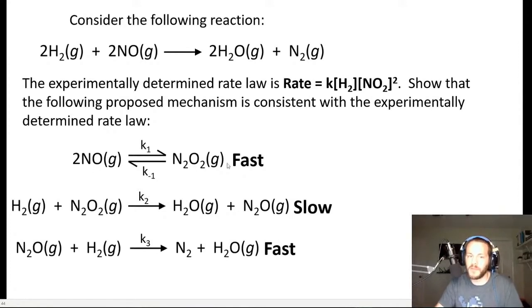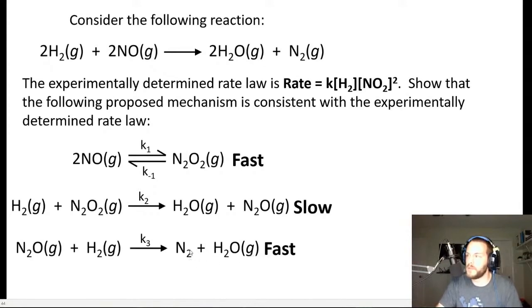Okay, so the first step is, like I said, NO becoming N2O2, but again, the products build up to the point where they're in equilibrium, right? Forward and reverse reactions happening at the same time. The rates of those reactions are the same. In the second step, you have H2 reacting with N2O2 to produce H2O plus N2O. That's the slow step. That's the rate limiting step. So that's the step that determines the overall rate of the chemical reaction. And then finally, in the third step, we have N2O plus H2 yields N2 plus H2O.